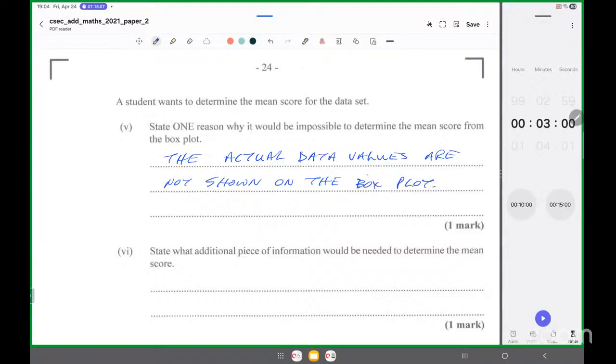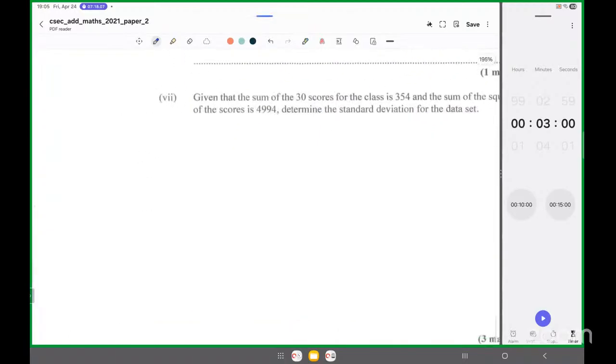Next one. State what additional piece of information would be needed to determine the mean. You need to know the actual scores, right? So the actual scores or the actual data values. I need to be able to add them up and divide by the number of values. You understand? So you can't add them up on your own. That's it. Next part.